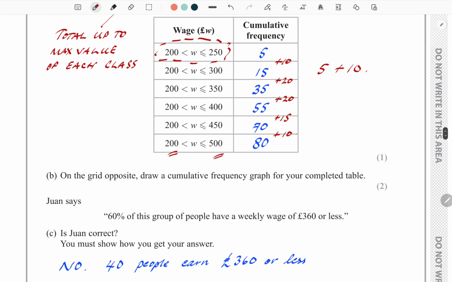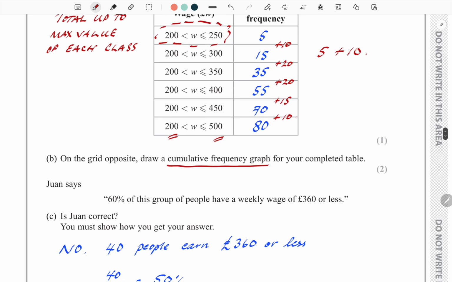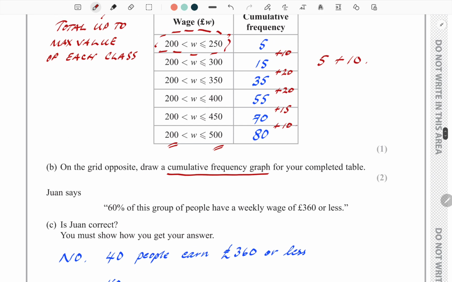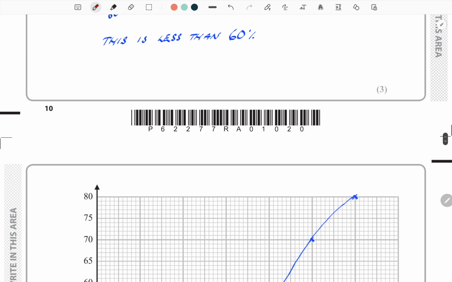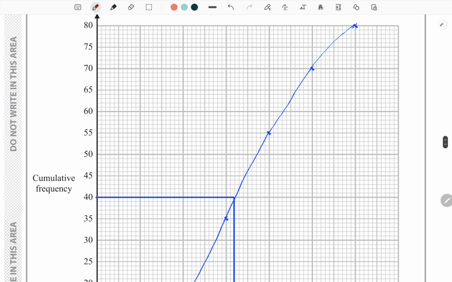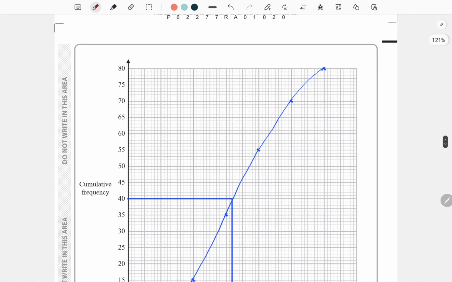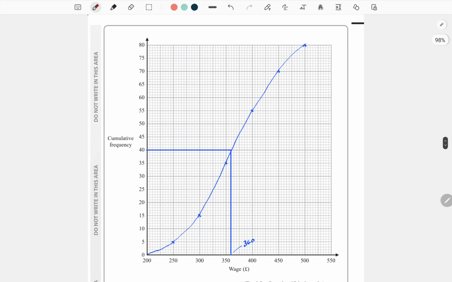And they're asking then, it says on a grid opposite, so there's a graph below this question, draw a cumulative frequency graph for your completed table. I'll skip back to the values when we need to. So here's the graph that we need to work with. I want to squeeze that down a bit so you can see the whole thing. If you remind yourselves, between 200 and 250, there were 5 people. So that's where that 5 came from.